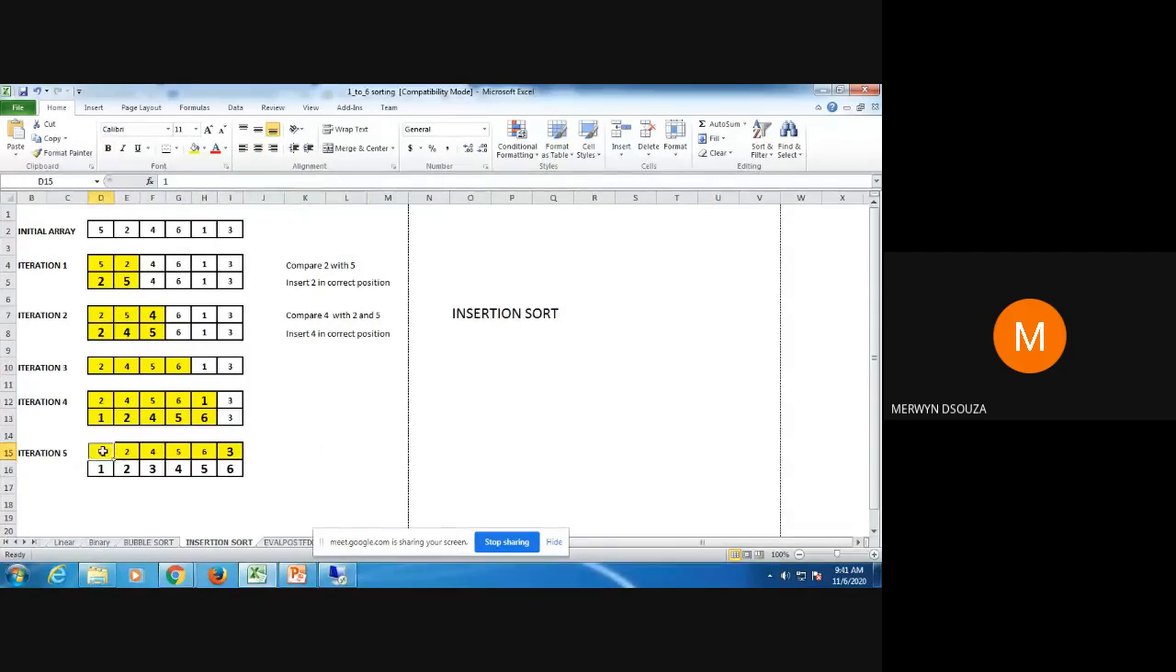So normally you will have n minus 1 iterations to get your proper output. N minus 1 iterations, or n minus 1 passes. So you can have that many passes to get your proper ascending order output.